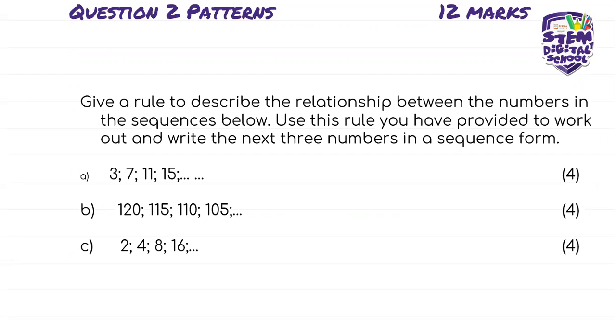In B, we have a sequence as well. We just have to find the next 3 terms, but firstly, the rule. Let's find the rule. Let us start by finding the rule. The rule is very clear.